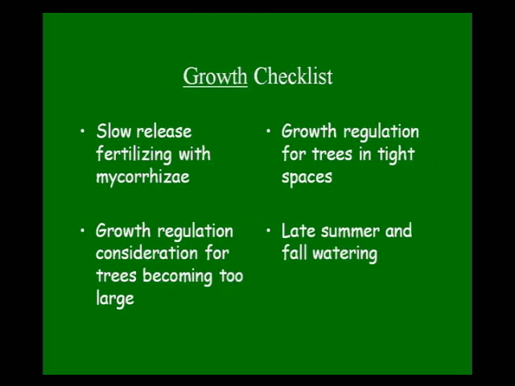Growth regulators are a big consideration sometimes for a tree that's too big for a space, but a lot of times we're using them for those stressed trees. If a tree is growing in a very tight space, that's another big area where we use the growth regulators, because we're able to increase the amount of root mass that normally would exist in that much space. And then late summer and fall watering. It's amazing how water is overlooked as a benefit to tree growth.